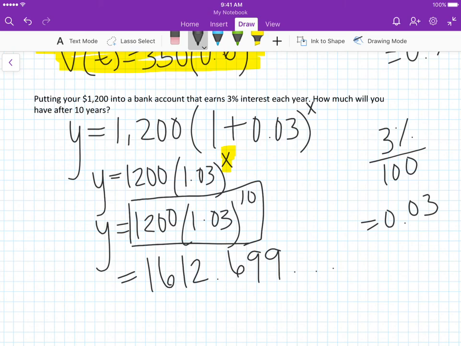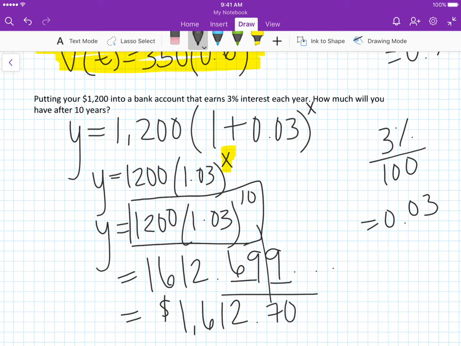Well, I'm talking about money, so I have to cut it off after 2 decimal points because we don't have more than 3 decimals for cents. So $1,612, well, in 69 cents, but then in 9/10 of a cent after that, I'm just going to round it to 70 cents. Again, putting $1,200 into a bank, earning 3% interest, doing nothing with it, and making $400 is pretty easy money. So my answer is $1,612 and 70 cents.